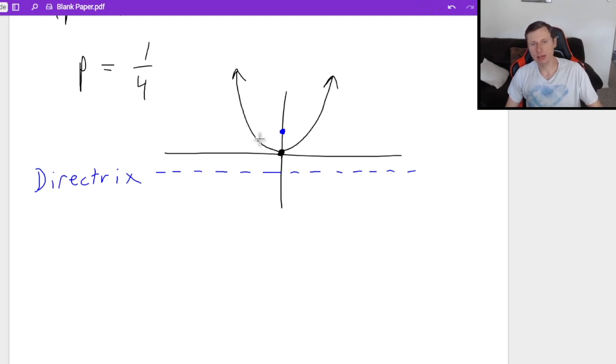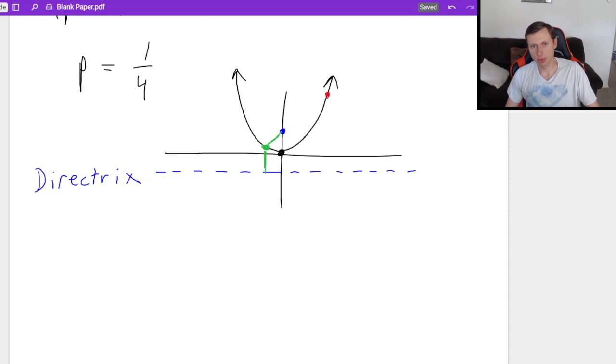So let's pick a random point. I will choose right here. What I'm saying is the distance from my focus, this green line here, is equal to the distance to the directrix, this other green line right here. If they don't look exactly equal, it's because I'm not a great drawer. I apologize for that.